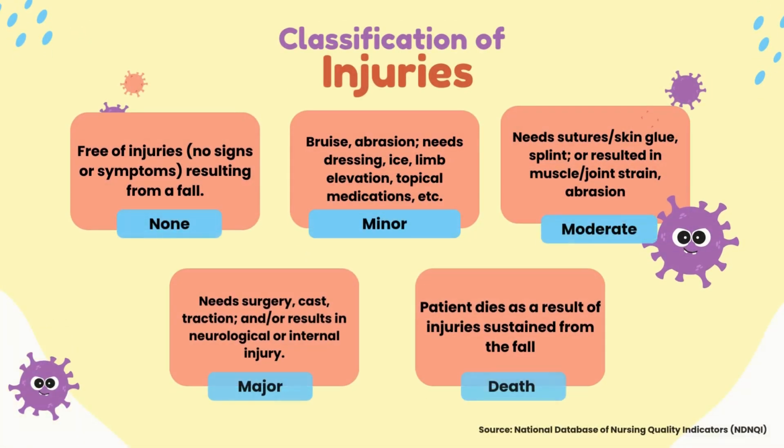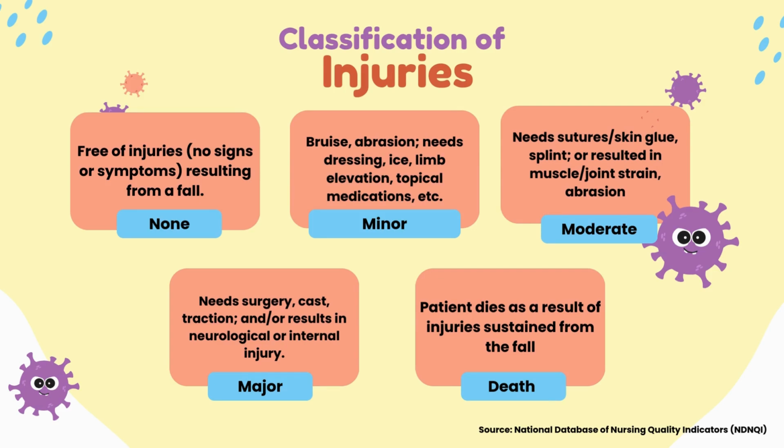Falls can result in different levels of injury, ranging from no harm to life-threatening consequences. First, none. Some falls cause no visible injuries or symptoms. Next, minor injuries include bruises, abrasions, and require basic treatment, such as dressing, ice, or limb elevation. Moderate injuries may need sutures, skin glue, splints, or result in muscle or joint strain. Major injuries are more severe, requiring surgery, casting, or traction. These may also involve neurological or internal damage. Finally, the most severe outcome is death, where the injuries sustained lead to fatal consequences.